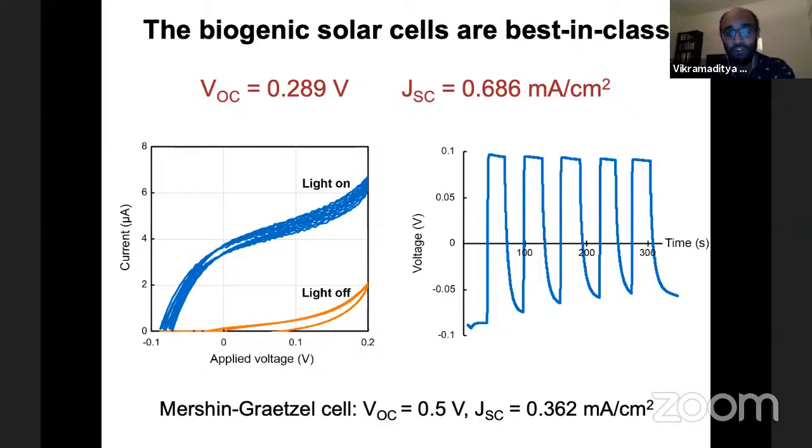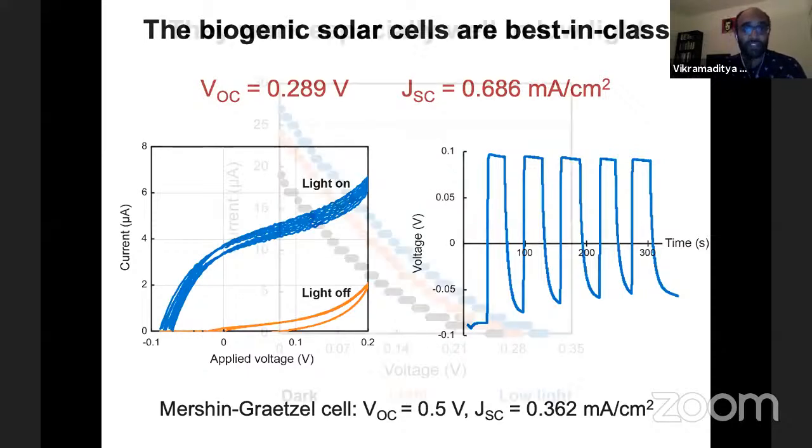And what you're seeing over here is when we turn the light on, you're seeing the voltage, which is then driving the current. And then when you turn the light off, you're seeing this on-off switching behavior, which is telling you that the material is functioning the way that you want it to. And the Mercian Gratzel cell, which was from Berkeley, has one of the highest open circuit voltages of 0.5, but it has a lower current density. So we are in that range. So we are amongst the best in class for these materials.